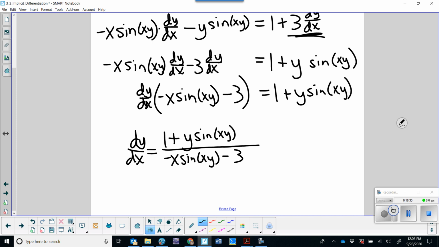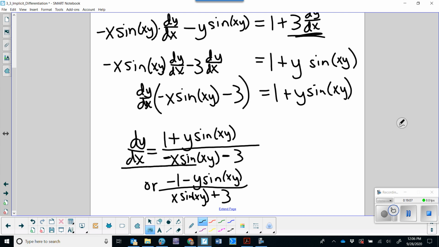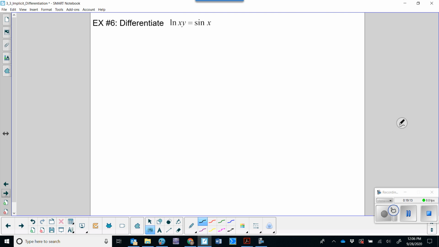And there you go. Now, if you look up an answer and it doesn't match, okay, I would leave the answer, but if it doesn't match, you might see it written negative 1 minus y sine xy over x sine xy plus 3, and that's because they simply factored out the minus in the bottom and moved it up to the top, made the top negative and the bottom positive. But again, as long as you get to the point where you can match it, you're good. And then definitely if I was plugging numbers in, no point in doing anything else. Just go ahead and leave it.